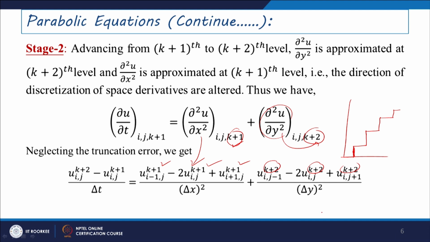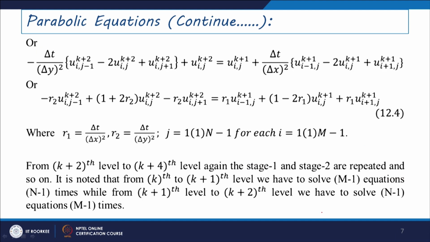So, if we combine all these terms in k plus 1 and k plus 2th level for x direction and y direction values, then we can obtain this approximated equation as minus del t by del y square, this into u_i(j-1)^(k+2) minus 2 u_ij^(k+2) plus u_i(j+1)^(k+2) plus u_ij^(k+2) here.